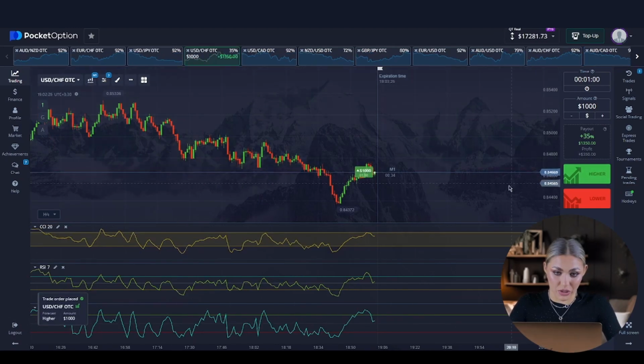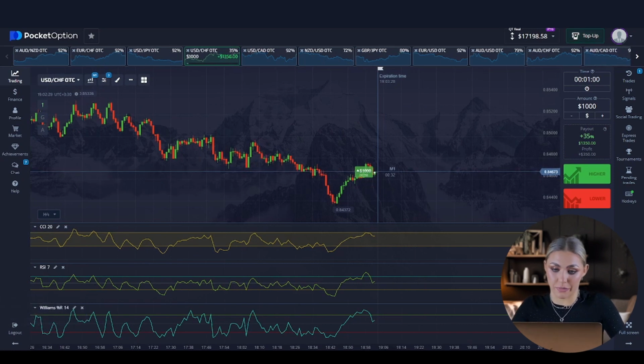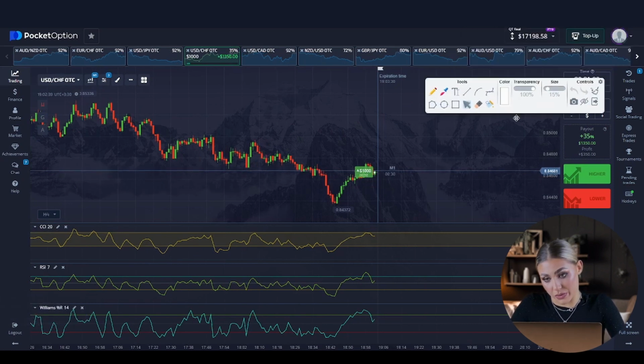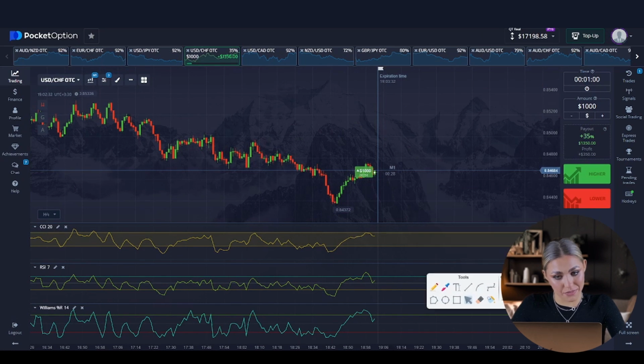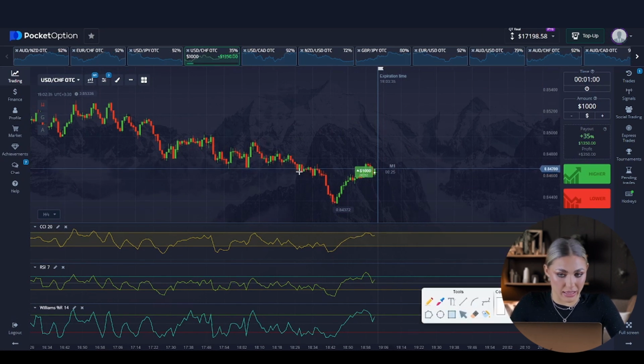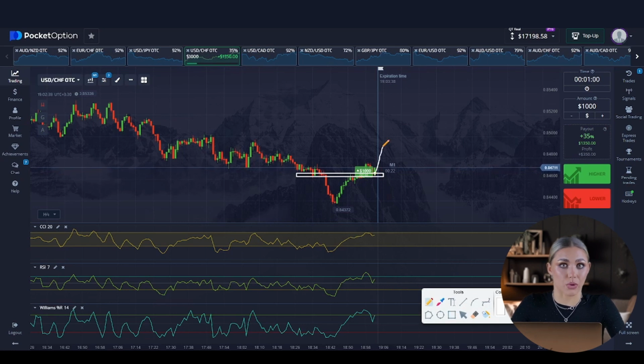So opening an up trade on the USD/CHF pair, the price broke the resistance level and is retesting it. After the retest, it should reverse and move in the direction of the breakout, meaning upwards. And let's keep our conversation going.